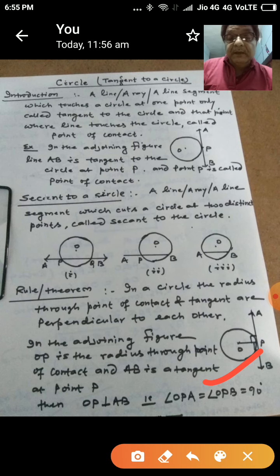So angle OPA is equal to angle OPB, and both are equal to 90 degrees. That is, OP is perpendicular to the tangent AB. So this is the first theorem.